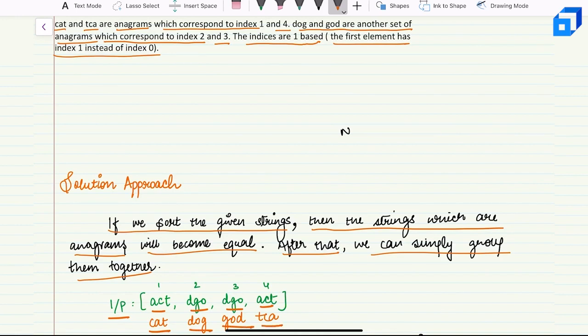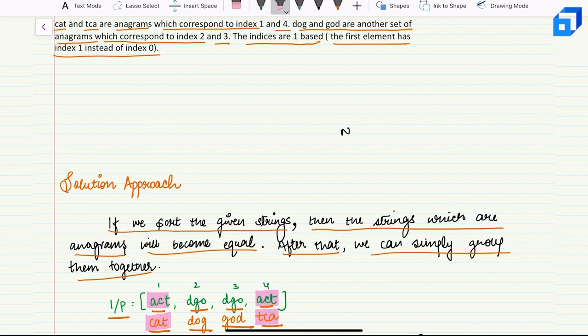So we have basically sorted them. Now we know that a group of anagrams can be represented by a key, which is nothing but the string we get after sorting characters present in those strings, right? So here both cat and tca are anagrams and they can be represented by a string which is act. So this we have got after sorting the characters present in them.